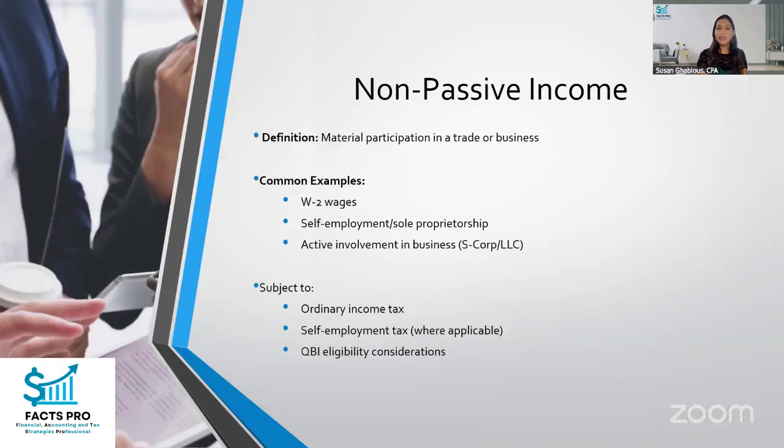What is that subject to? It's subject to ordinary income tax. So based on your tax bracket, you will pay income tax on it. You will pay self-employment taxes in some cases. And it affects your QBI eligibility. QBI is the 20% deduction that you get in some cases on your pass-through income. So when it's non-passive, you get to have this deduction, which is not the case in passive income. All right, so that's the non-passive income.